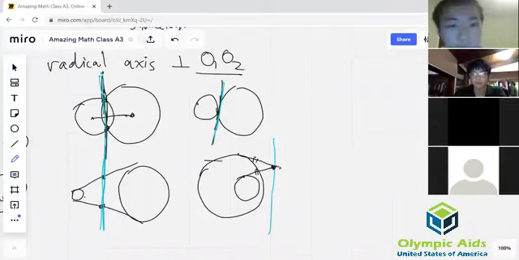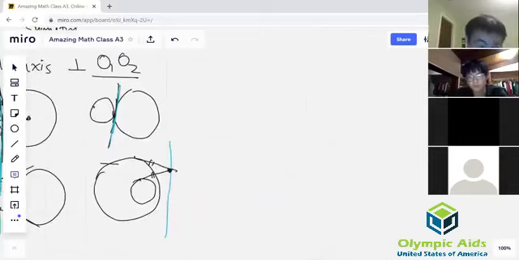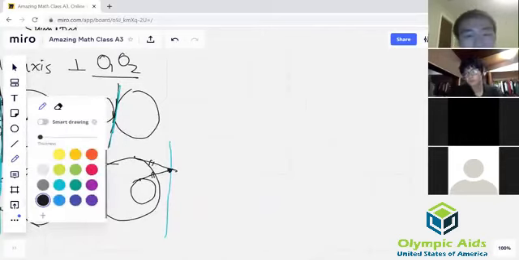So these are the 4 general cases of what a radical axis will look like between pairs of circles. So the two circles could intersect, they could be tangent, they could not intersect, or one could be inside the other. And that's where the radical axes are going to be. And let's try to solve some problems using this. This actually appears quite frequently in geometry problems.